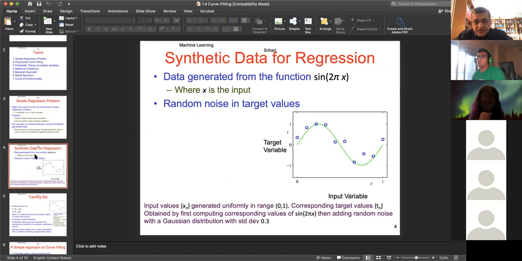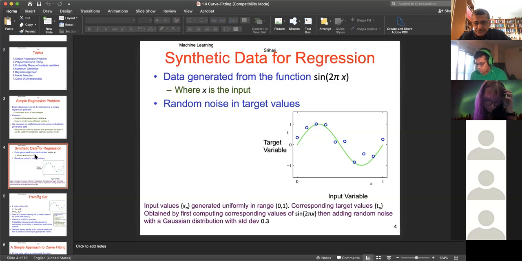So here is synthetic data for regression. Data generated from the function sine 2 pi x. All right, so this is a little more complicated than simple sine x. It's sine 2 pi x, where x is the input. As you can see from the picture, it is sinusoidal, right? That is the famous sinusoid that comes from the sine function. And as the input x varies from 0 to 1, sine 2 pi x oscillates between +1 and -1 like that. It goes from 0 to 1 to -1, and so on.